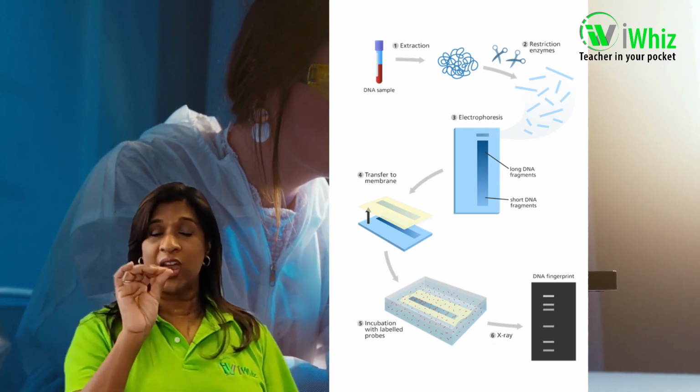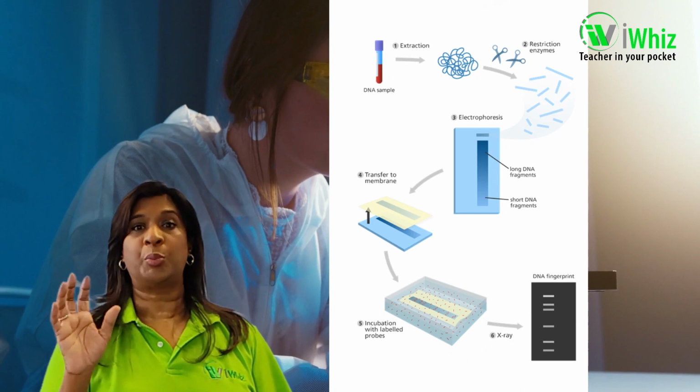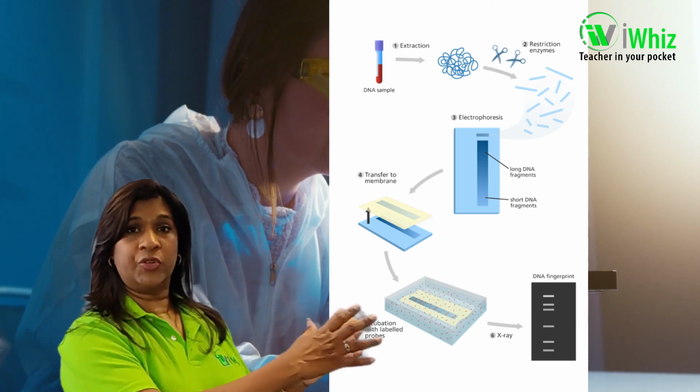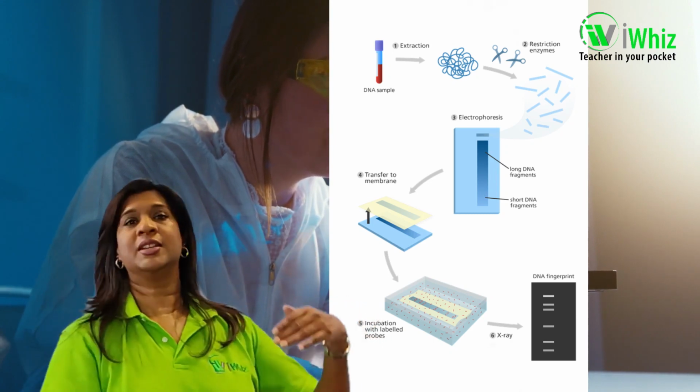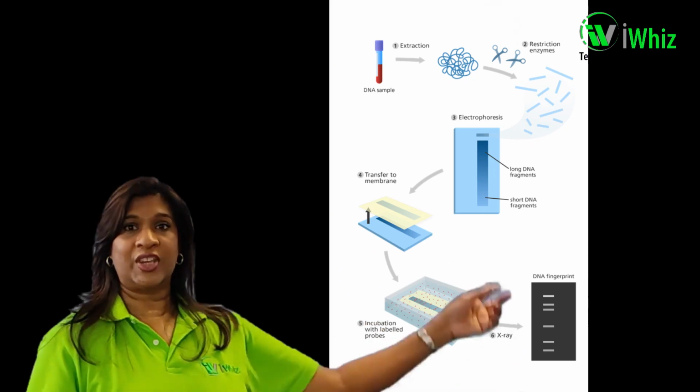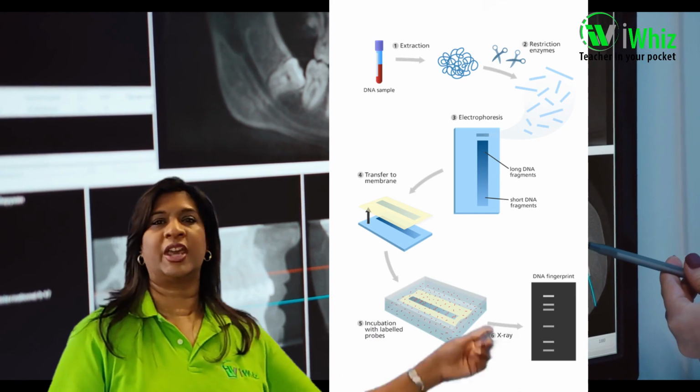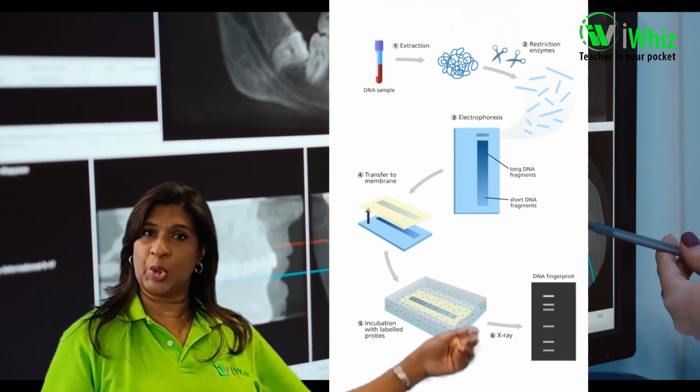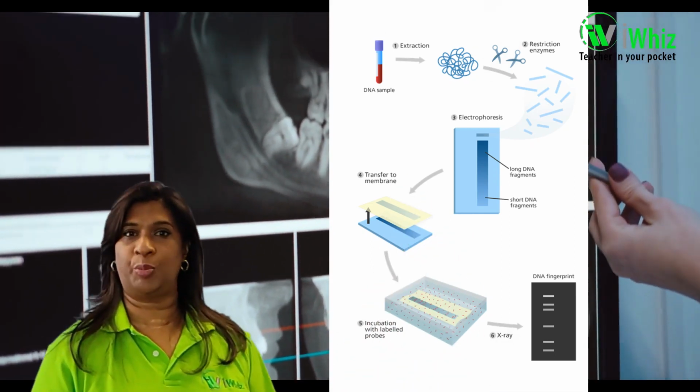Radioactive because radioactive materials show up on X-ray. So once your radioactive probes are added, an X-ray is done, and if you look at that image, you can see that distinctive image like a barcode. That is your pattern of your DNA profile.